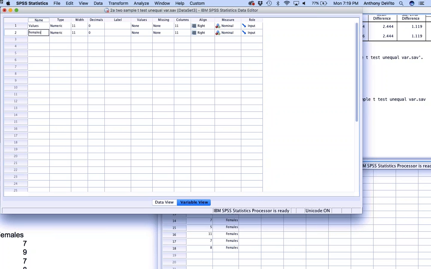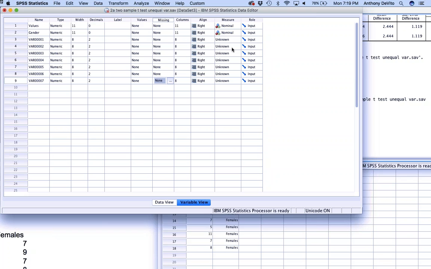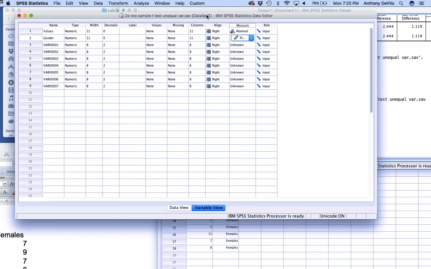Values. And the second column is gender. Oops, what happened here? What did I do? There must be some other junk in the other columns. Let me change this to scalar. Oh, did I not? I'll worry about that later. Okay, that's scalar. And I'm sorry, I got that backwards. The gender is nominal, and the value is scalar.